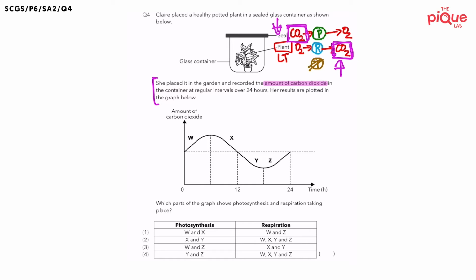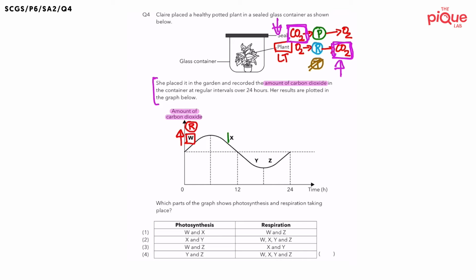This is because we are given the graph below that shows us the increase and decrease in the amount of carbon dioxide. Let us first look at W. At this point, is there an increase or decrease in the amount of carbon dioxide? We see that at W, there's an increase in the amount of carbon dioxide. And do we relate an increase in the amount of carbon dioxide to photosynthesis or respiration? We can relate an increase in the amount of carbon dioxide to respiration. So let us label R above point W.